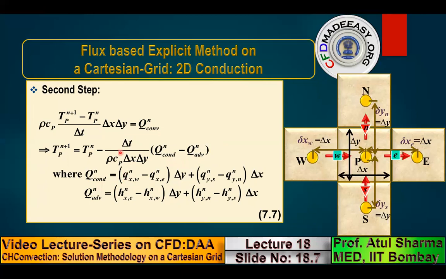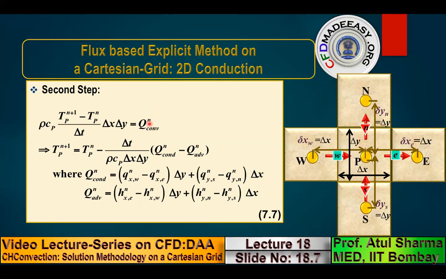Note that on the right hand side, all the terms have superscript n, which are the values corresponding to the previous time step. So knowing the temperature from the previous time step, you can calculate the conduction fluxes and enthalpy fluxes. Then you calculate the capital Q values using these heat fluxes from the previous time level. Here also, the total heat gained by conduction corresponds to the temperature distribution of the previous time step.